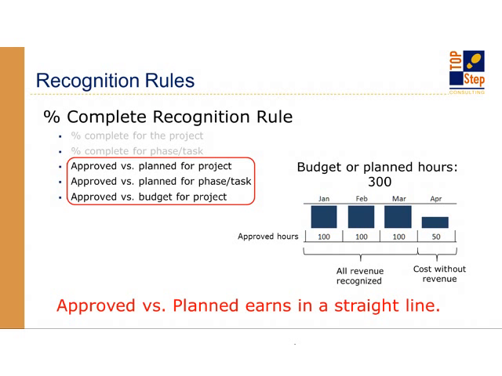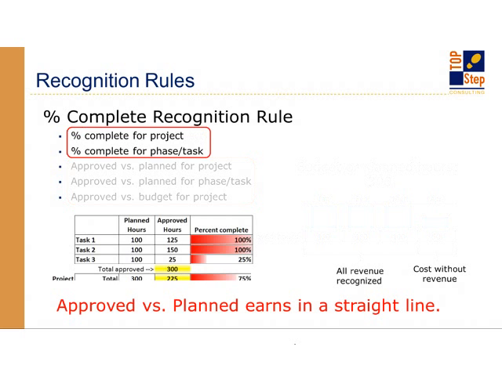But what happens in April if you have gone over budget on the project? Now you have cost without revenue, which is kind of a no-no. So you don't really want that to happen in many cases. Or at least you want to know that's the result of it if you're using these rules. So the alternative for that would be this percent complete for the project or for a phase and a task.